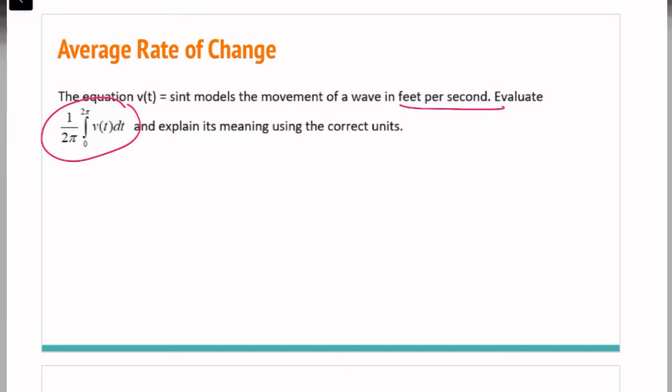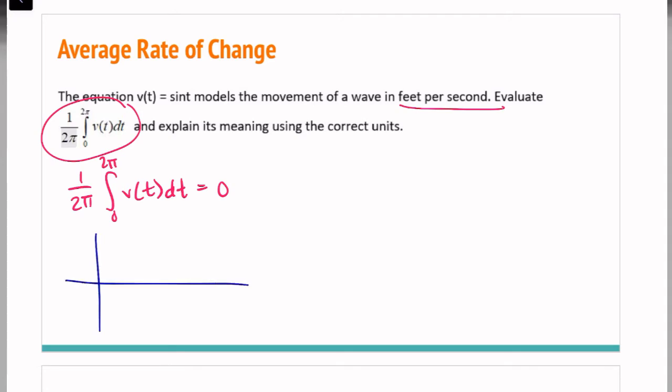So I'm going to do 1 over, now make sure here when you put this in the calculator, this 2 pi has to go in parentheses or else it's not going to calculate it right. So 1 over 2 pi, math 9, from 0 to 2 pi of the sine of x dx. So that's going to give me 0. Ooh, that's interesting. Let's think about this graph.